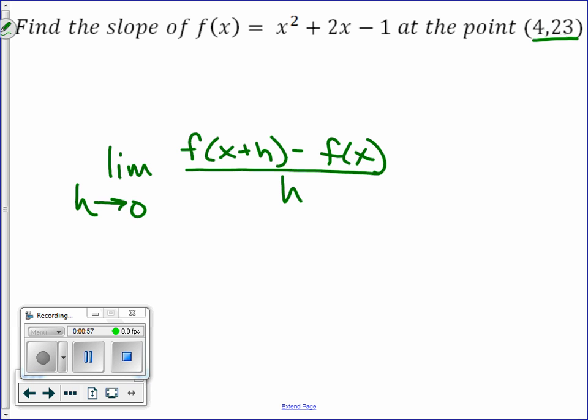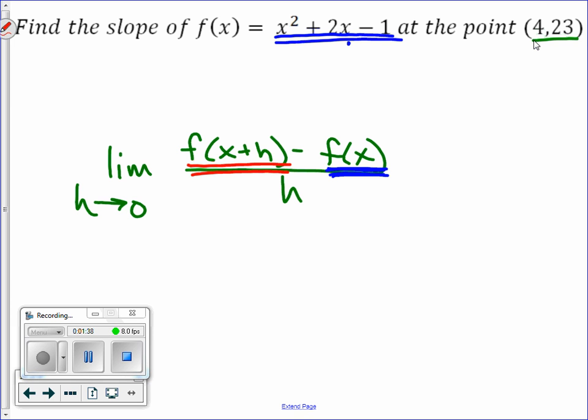Within this formula, I need to fill in two pieces. I need to fill in this piece, and I need to fill in this piece. This piece is simple. This piece is whatever they tell me up here. Like we said, this limit definition is the blueprint for every derivative. The f of x and the f of x plus h are going to be different for every problem we do. The f of x is whatever they tell me up here. The f of x plus h, I have to plug in.